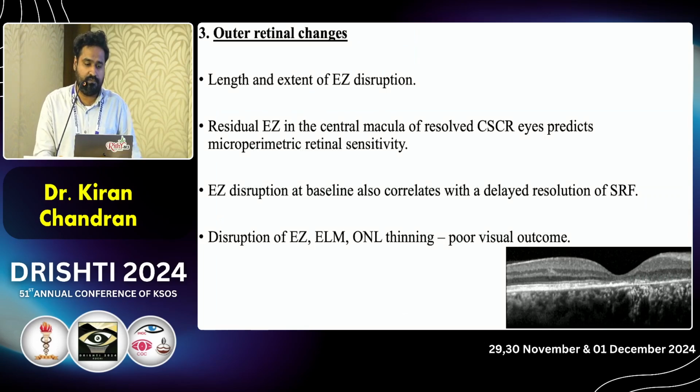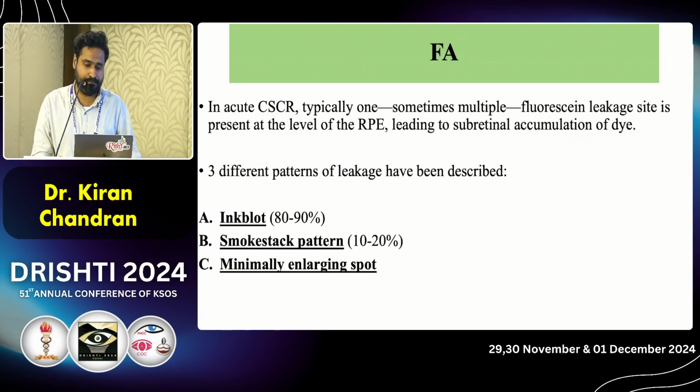Outer retinal changes need to be carefully analyzed because they again give an indication of the visual status in these patients. The disruption of the second hyperreflective band, that is the ellipsoid zone, the overlying external limiting membrane, and the outer nuclear layer thinning are all indicators of poor visual outcome, especially if they involve the fovea.